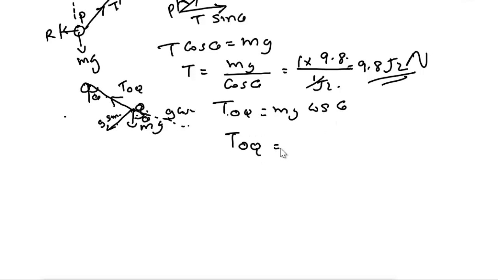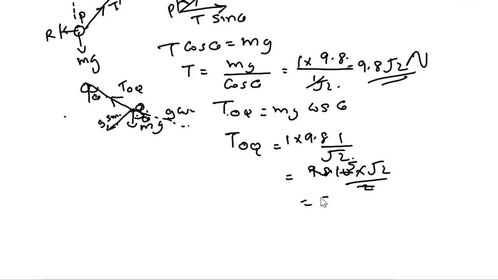Now I can find it out. Tension at OQ equals, m is equal to 1 kilogram, 9.8 cos 45 is 1 by root 2. Okay, so here I'll be getting the value as 9.8 divided by root 2, or 10 by root 2, nearly equal to 10 root 2 by 2. So I'll be getting it as 5 root 2 Newton.